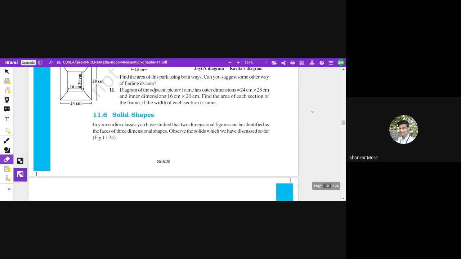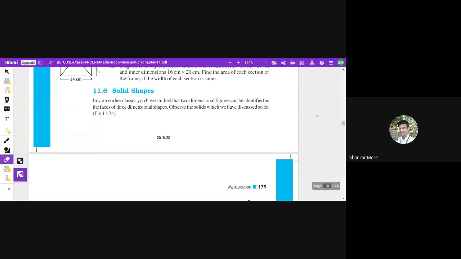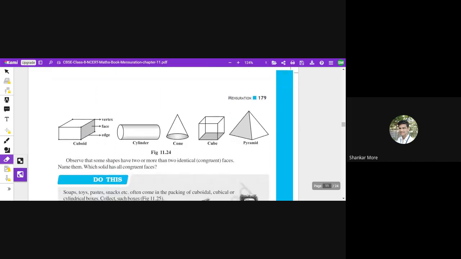So let's take the next topic, that is solid shapes. In your earlier classes, you have studied that two-dimensional figures can be identified as the faces of three-dimensional shapes. So observe the solids which we have discussed so far. First of them is cuboid. Second one is cylinder. Third one is cone. Fourth one is cube. And fifth one is pyramid.